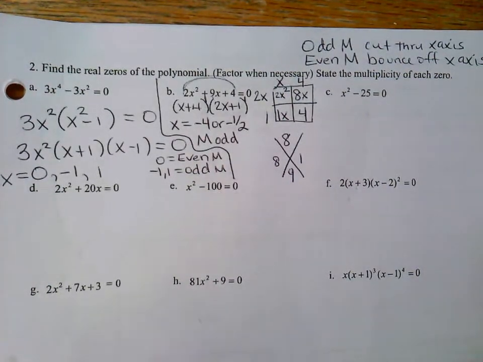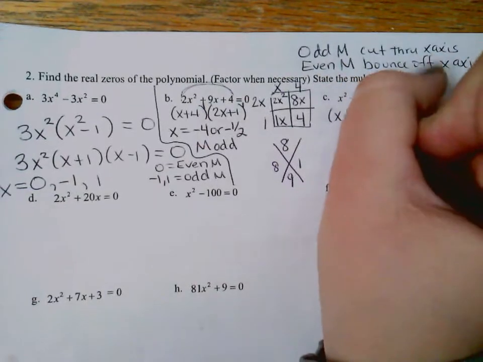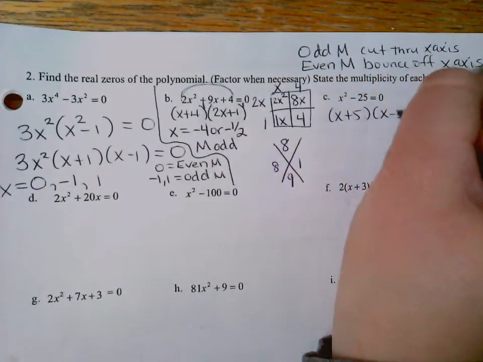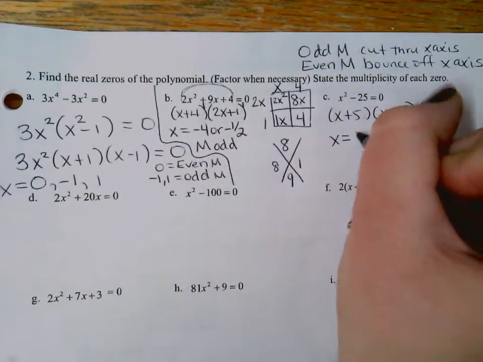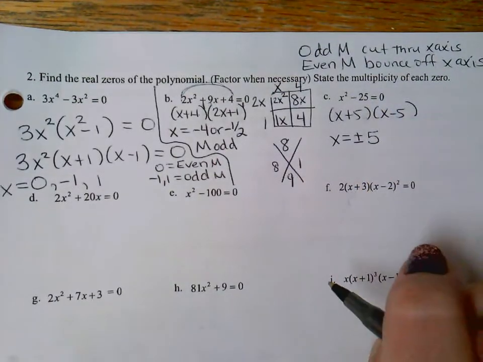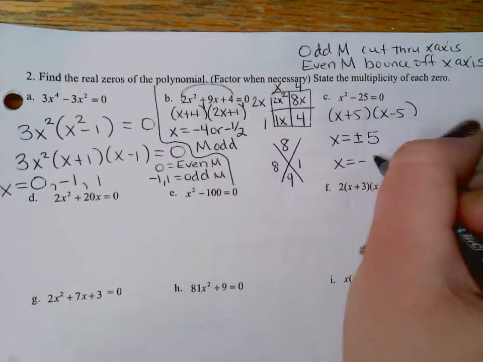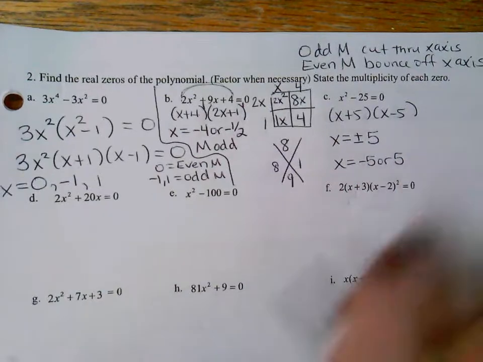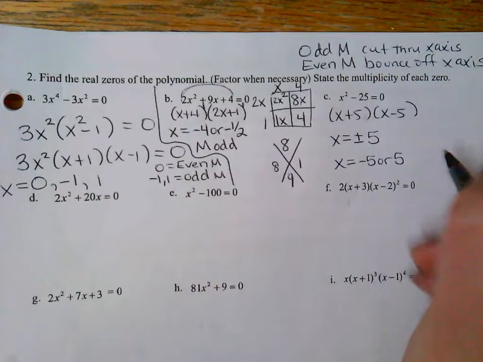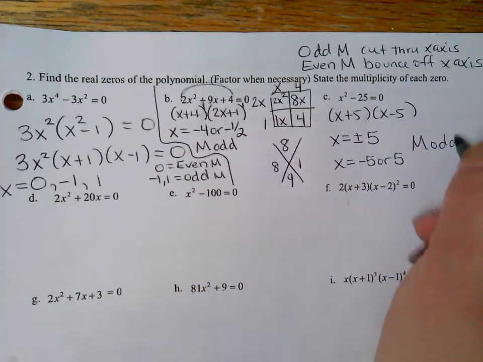Finally, an easy one. C is just difference of squares. X plus 5, x minus 5 is the pattern. So x is just equal to plus or minus 5. If you'd rather write -5 or +5, that means the same thing. The multiplicity is that they're both odd.